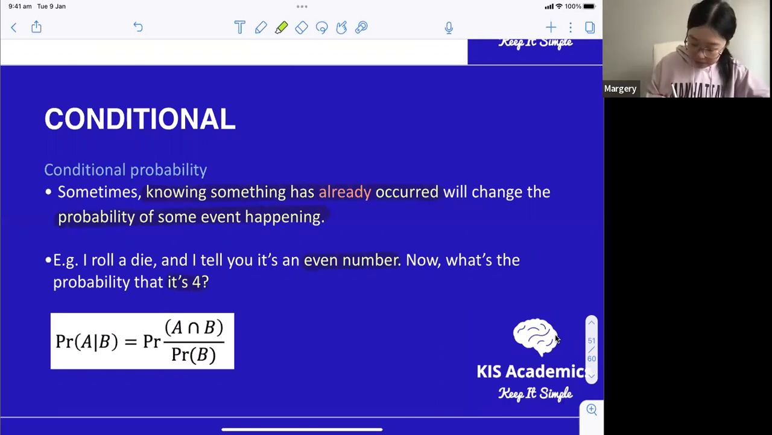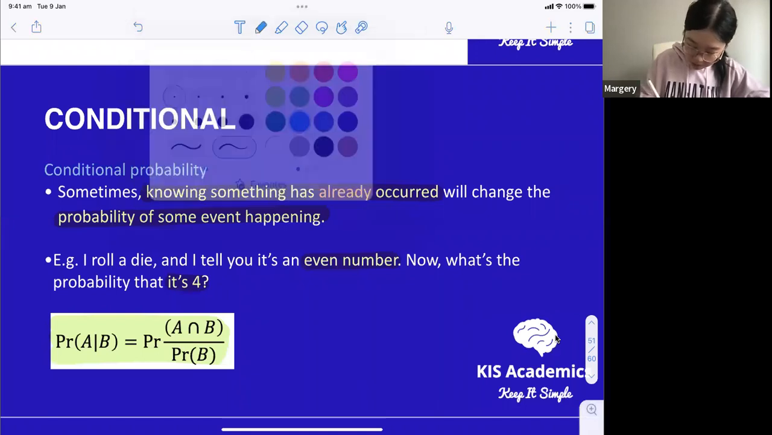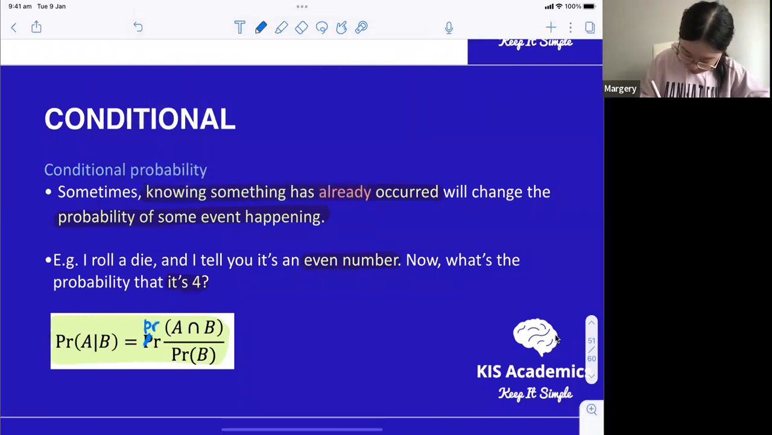So this formula down here is our conditional probability formula. The probability of A given B is equal to the probability of A and B divided by the probability of B. This probability up here, it would be this up here.